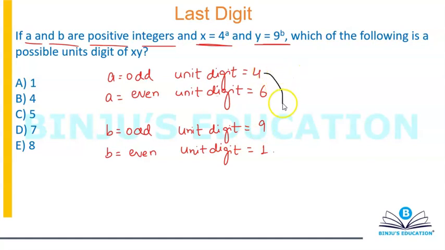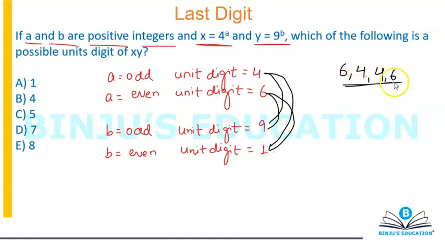So 4 into 9 is 36, so we will have 6. 4 into 1 is 4, so we can have 4. 6 into 9 is 54, so again a 4. And 6 into 1 is 6, so again a 6. So there are only two possibilities as far as unit digit is concerned, that is 6 and 4.